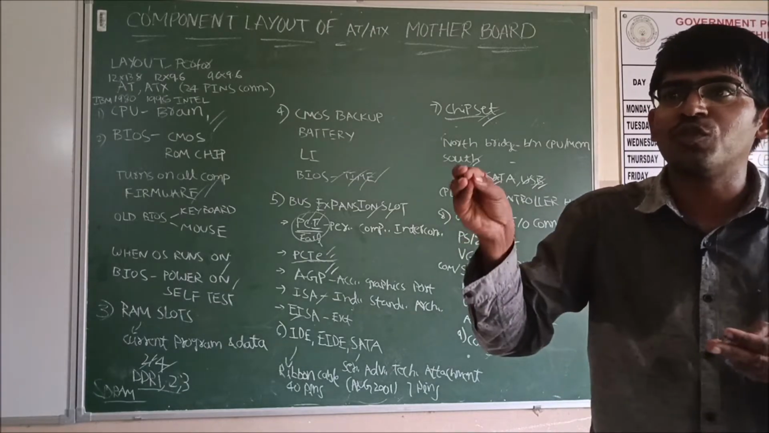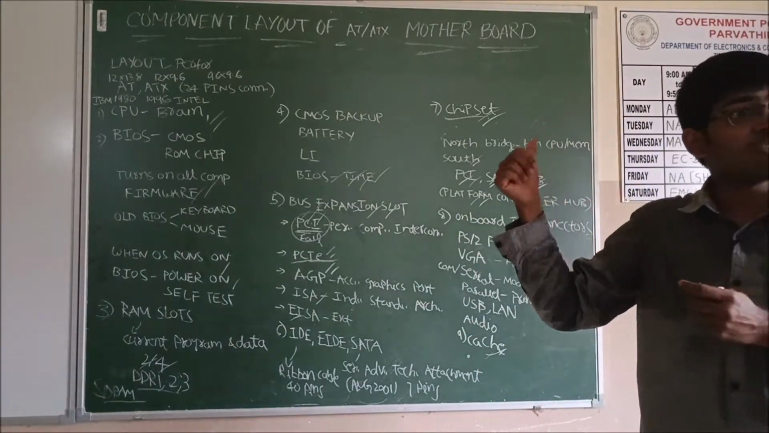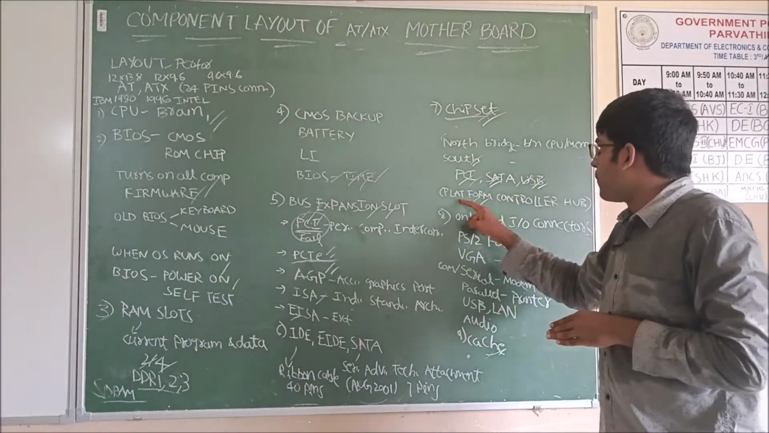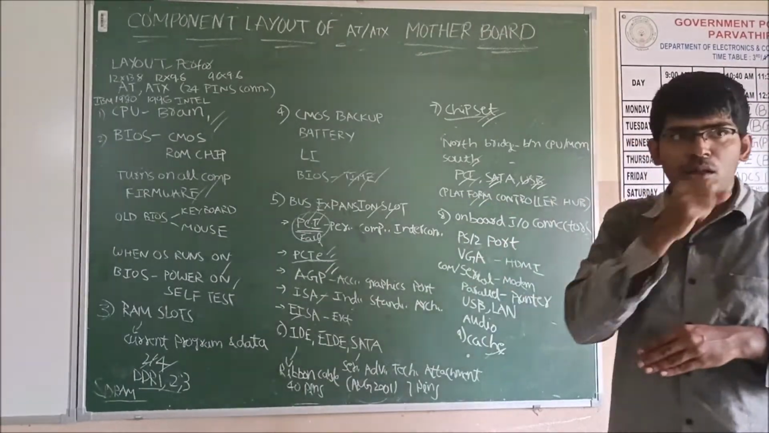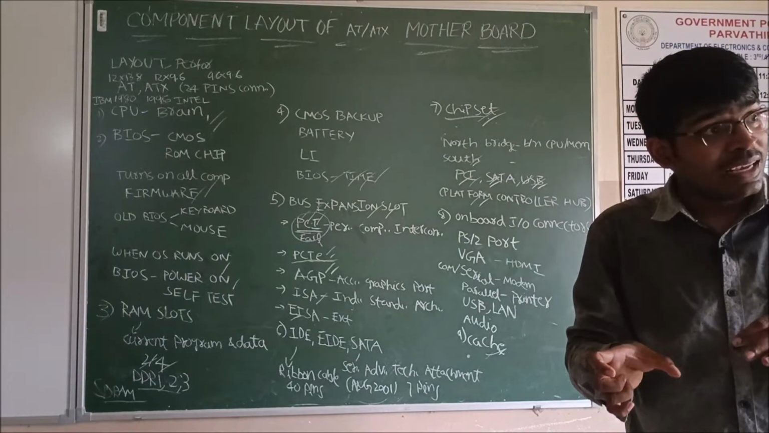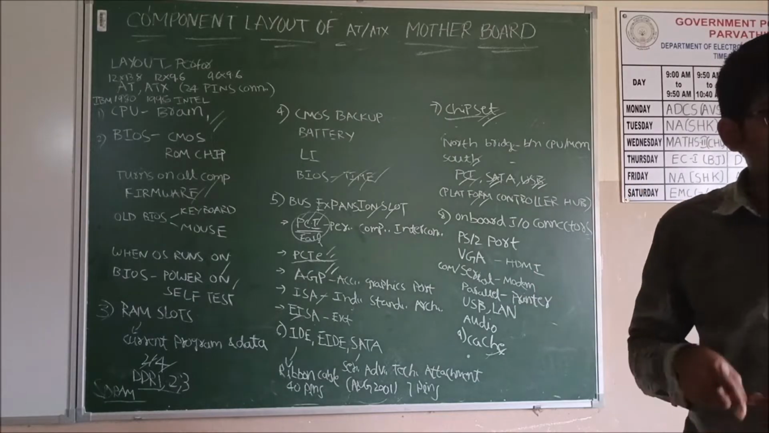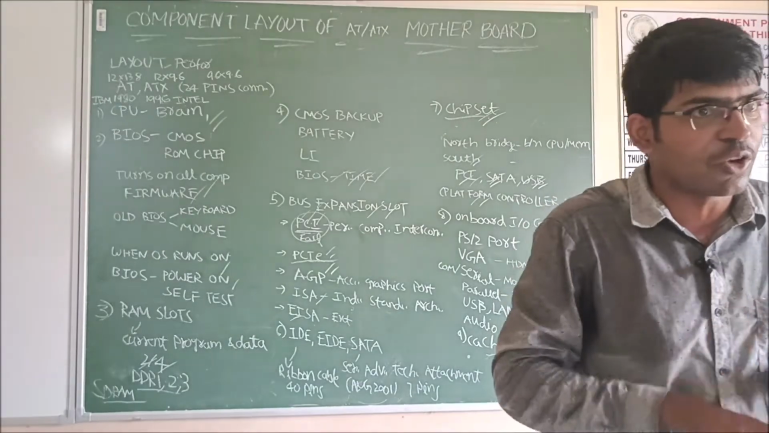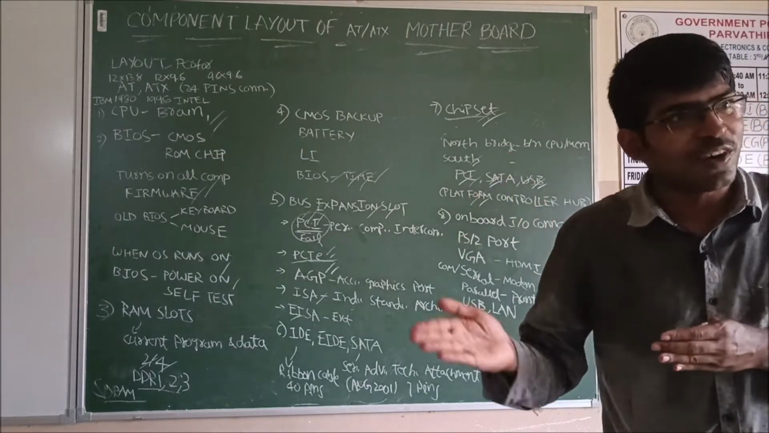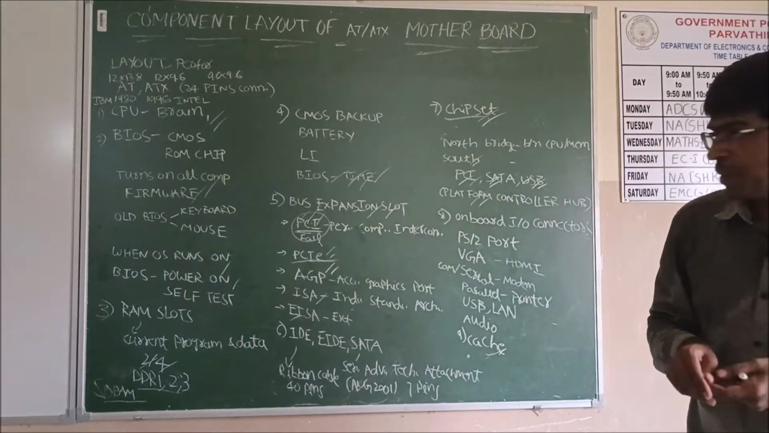But in modern days, we are not using the north bridge. Why? Because those functions are incorporated in the CPU, whereas the functions of the south bridge are still there. So we are using the platform controller hub. This platform controller hub is a new name for the south bridge. So in a modern day computer, which bridge is not there? North bridge or south bridge? North bridge is not there. The south bridge function is being performed by the platform controller hub.